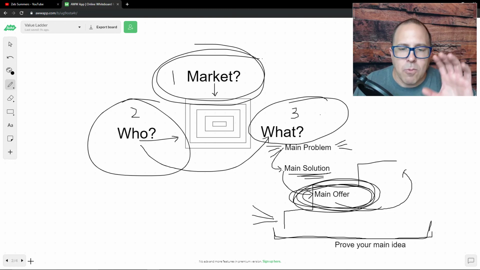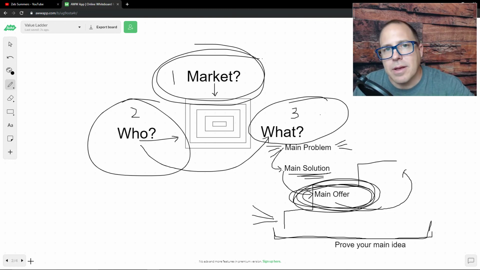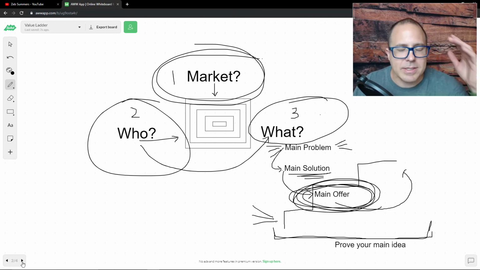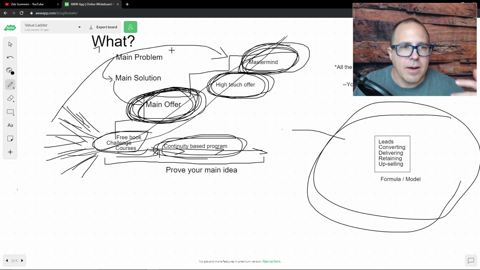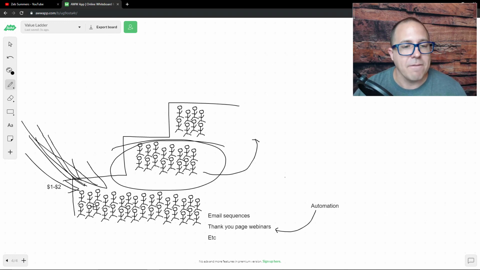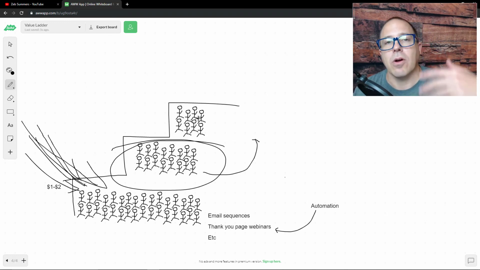And once you figure this out, your mind shifts to a light bulb moment. I know what a value ladder is. I can build a successful value ladder, which allows me to build a sales funnel to get traffic, feed it into it, and start earning profits.